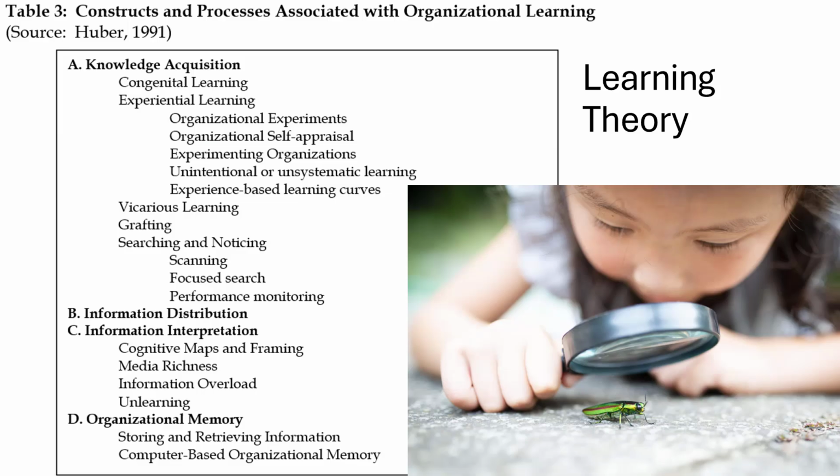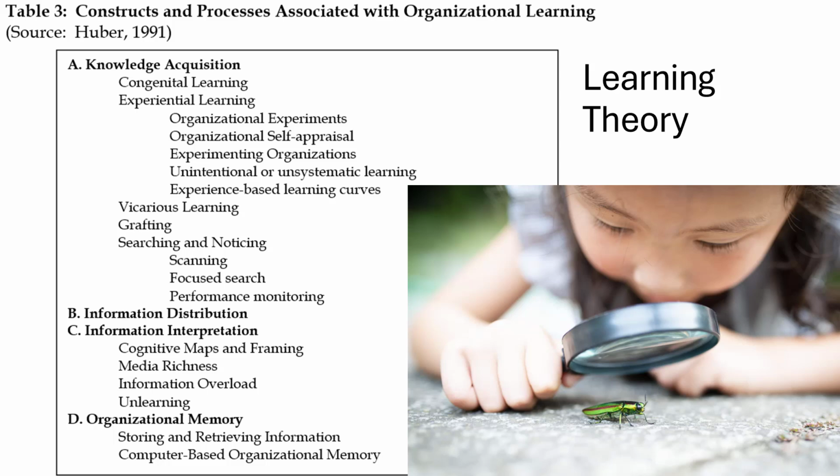Learning theory, originally developed at the individual level, has since been expanded to organizational contexts. George Huber's 1991 work on organizational learning is key here. He identifies four critical processes: knowledge acquisition, information distribution, information interpretation, and organizational memory. These processes are vital in helping organizations build and retain knowledge, adapt to new challenges, and improve decision-making. Organizational learning becomes a way to not only understand past performance, but also to foster future adaptability.